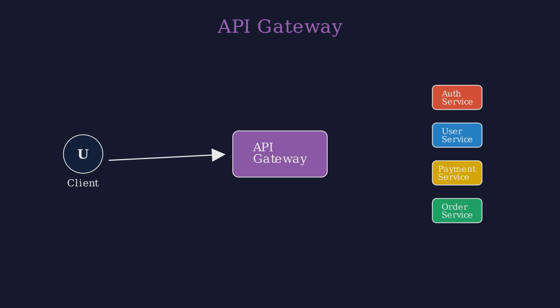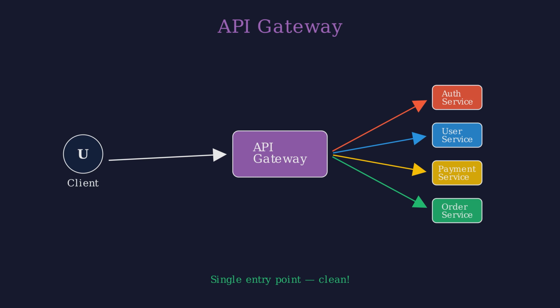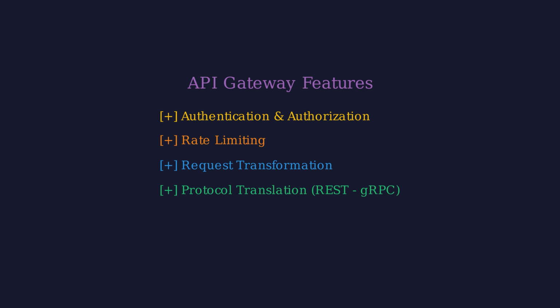An API gateway solves this by providing a single entry point. It's like a receptionist at a company. You tell them what you need, and they coordinate with the right departments on your behalf. But an API gateway does much more than routing. It handles authentication and authorization, making sure users have permission before forwarding requests. It can aggregate responses from multiple services into a single response, saving round trips. It provides rate limiting to prevent abuse, request transformation to adapt client requests for backend services, and protocol translation. Maybe your client speaks REST, but your backend services use gRPC.